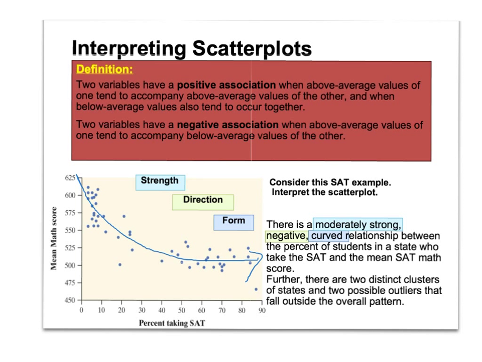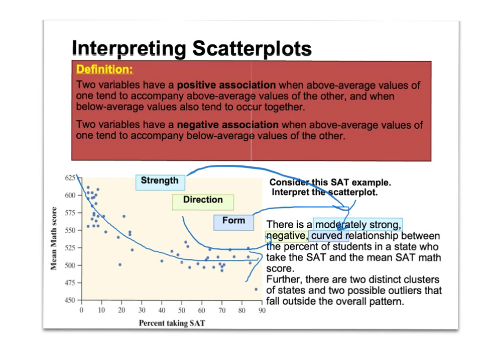So if I were to describe this from a strength, direction, and form standpoint, you can see here the strength is moderately strong. The direction is negative because the curve is going down, and the form is that it is a curve relationship, although as I mentioned in this class, we might even say nonlinear, which is another appropriate description here. So the sentence here would be there's a moderately strong negative curve relationship, or negative nonlinear relationship between the percent of students in the state who take the SAT and the mean SAT math scores.